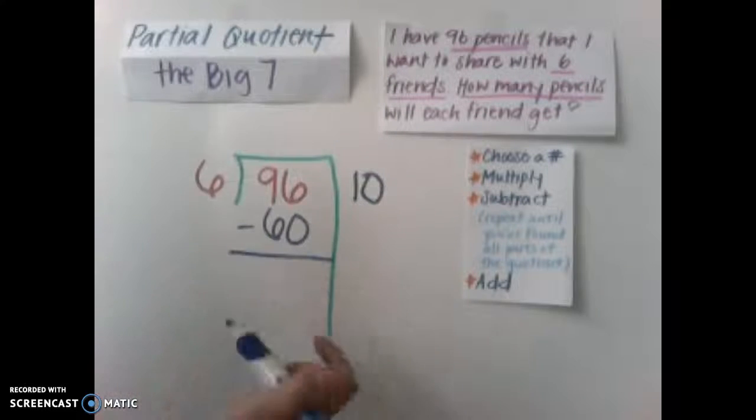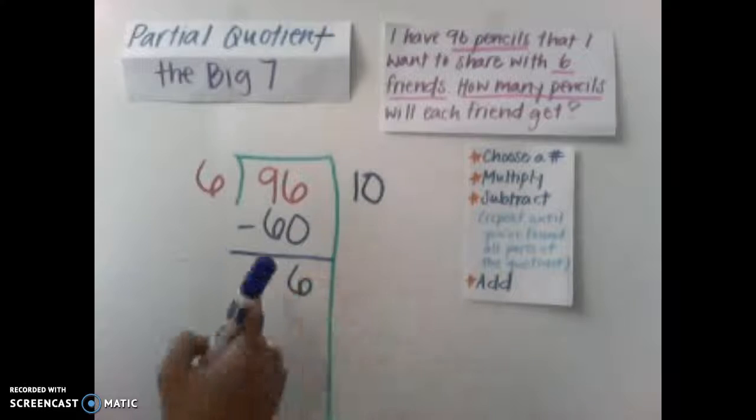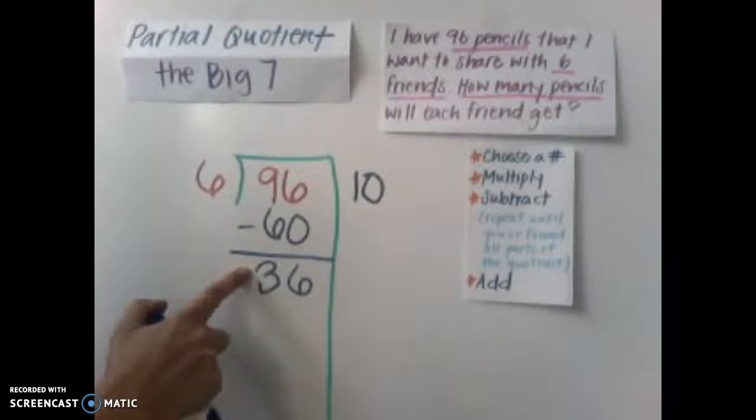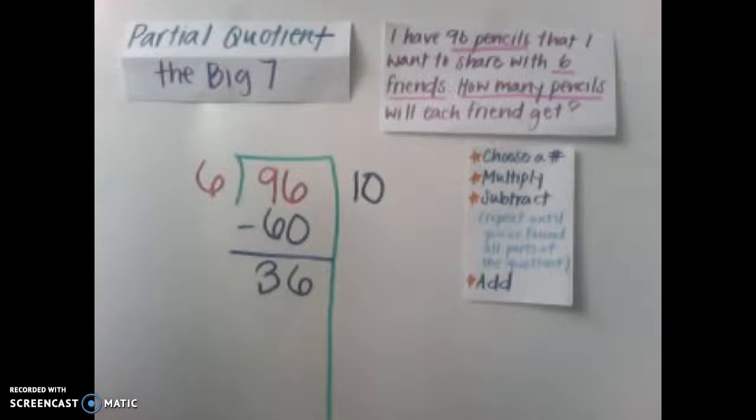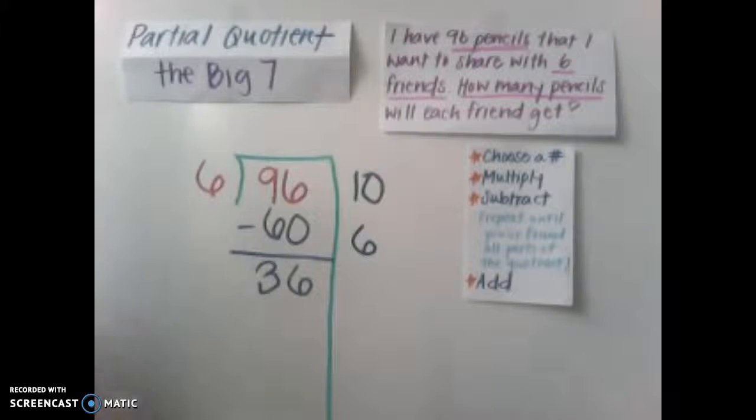How many pencils do I have left? Let's do some subtraction. Are you done yet? 6 minus 0 is 6. 9 minus 6 is 3. Now I have 36 pencils left. So I'm going to choose a number. How many more pencils do I want to give to other kids? And I'm going to multiply that number by 6. Can I multiply that number by 6 to get as close to 36 as possible without going over? Well, I know that 6 times 6 is 36.